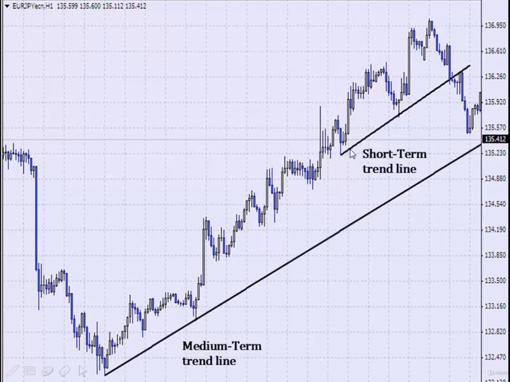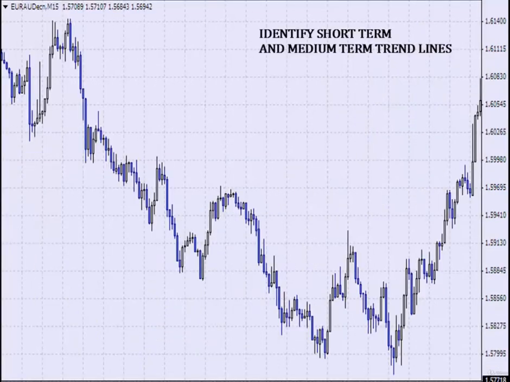We see the most recent ABCD pattern, A, B, C, D. So we connect the A's and the C's, and we have the medium-term trend line. Now in order to get the long-term trend line, you will need to compress your chart or go to a larger time frame. Pause this video for a second and try and identify the short-term trend line and the medium-term trend lines.